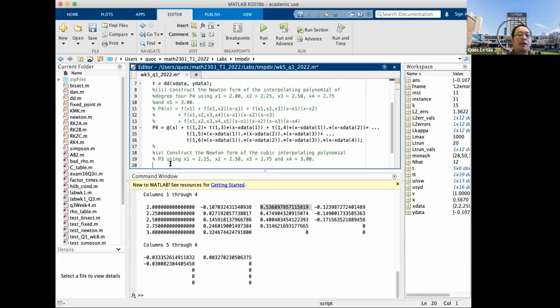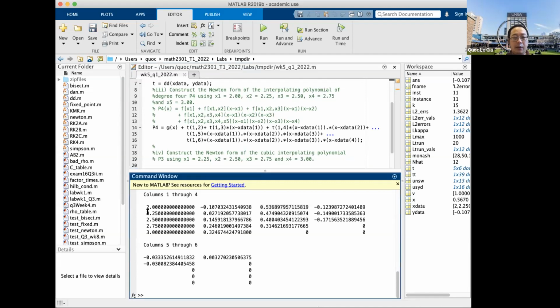Yes, the second row, right? Because now you can construct a divided difference table again based on those values. But if you look carefully, this is just a subset of the previous set. So if you look at this subtable, it turns out it's just the second row of the table that gives you the divided difference coefficients for P3. So we don't have to recompute the divided difference table. You can, but you don't have to, you just reuse.